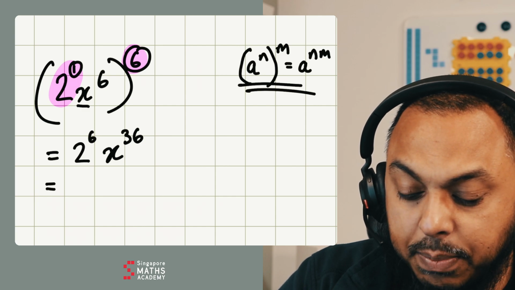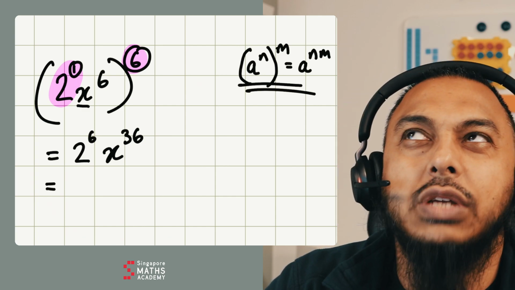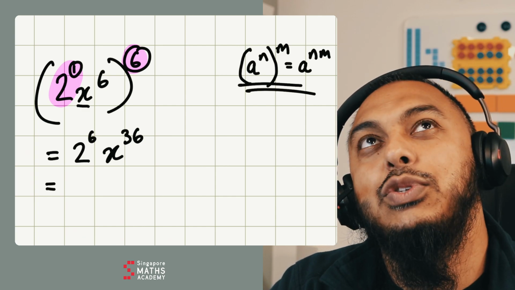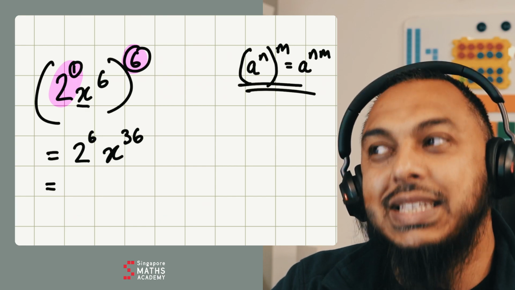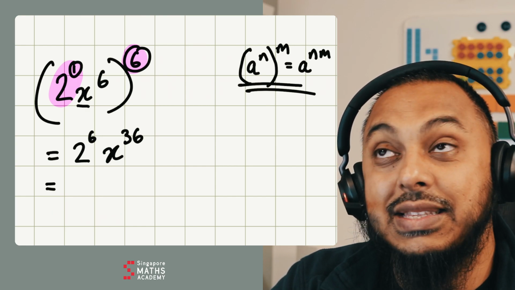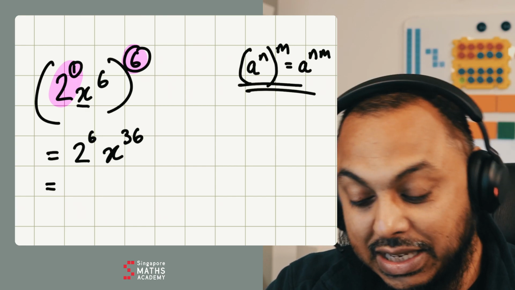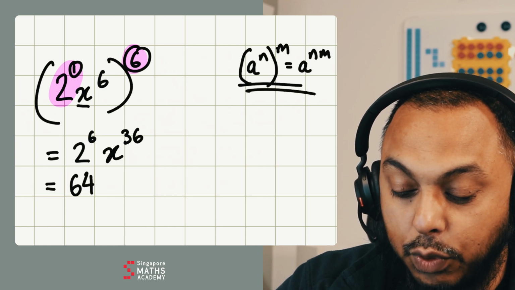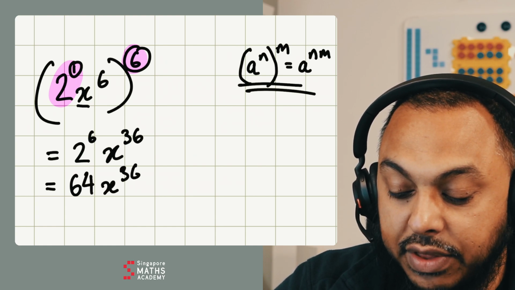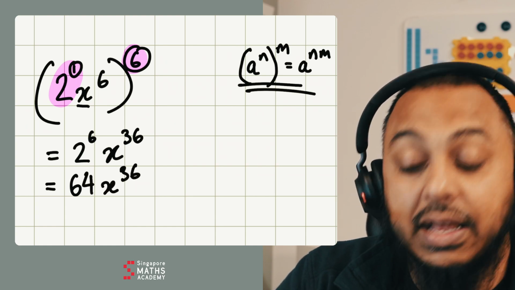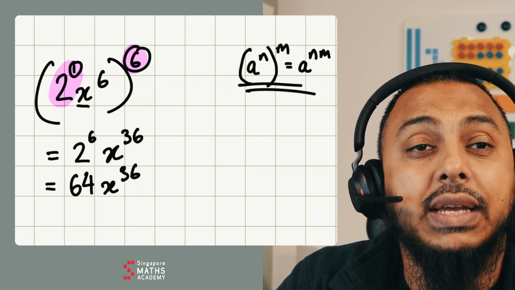And then we can just simplify 2 to the power of 6. 2 times 2 is 4, times 2 is 8, times 2 is 16, times 2 is 32, times 2 is 64. So we've got 64 here, and that is x to the power of 36. So this is 64 x to the power of 36.